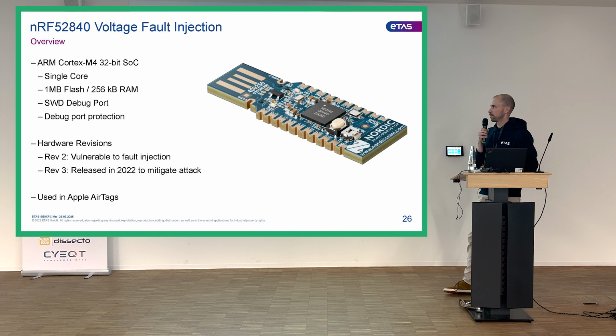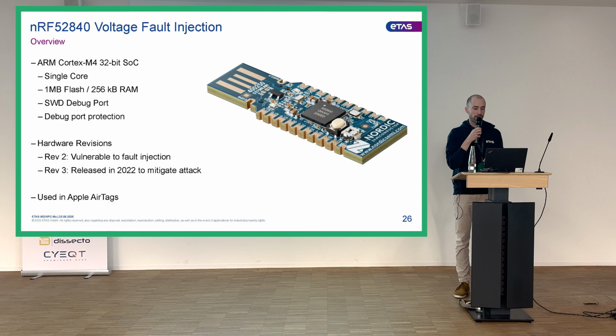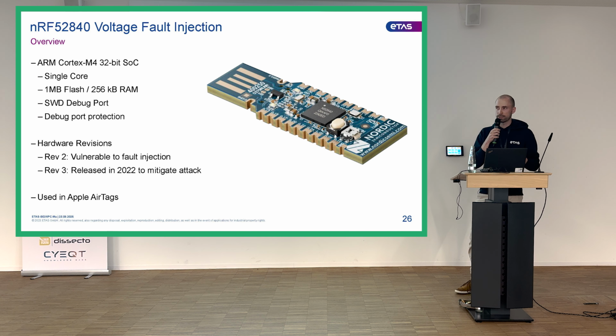The target of this attack is the NRF52840. It's an ARM Cortex-M4 32-bit system on chip, single core, with some flash and some RAM, and it has a debug port. Unfortunately, it's not a JTAG debug port. It's a serial wire debug port, because it has such a small footprint that it doesn't implement JTAG, only serial wire debug. But as I've shown in the slide at the beginning, to understand the ARM debug port, it's not really relevant if I use JTAG or serial wire debug.